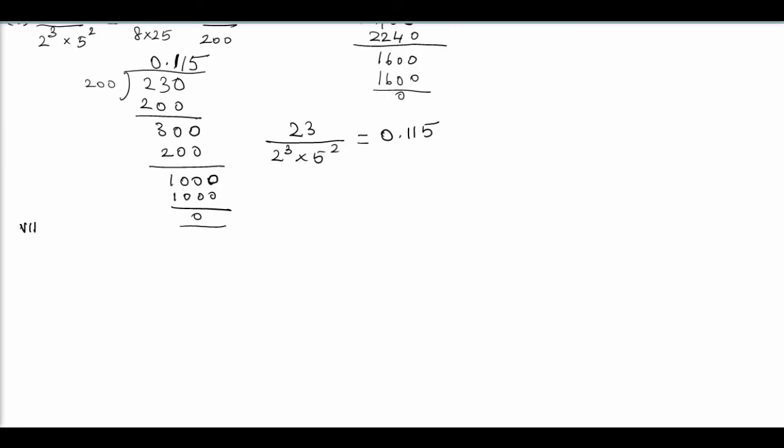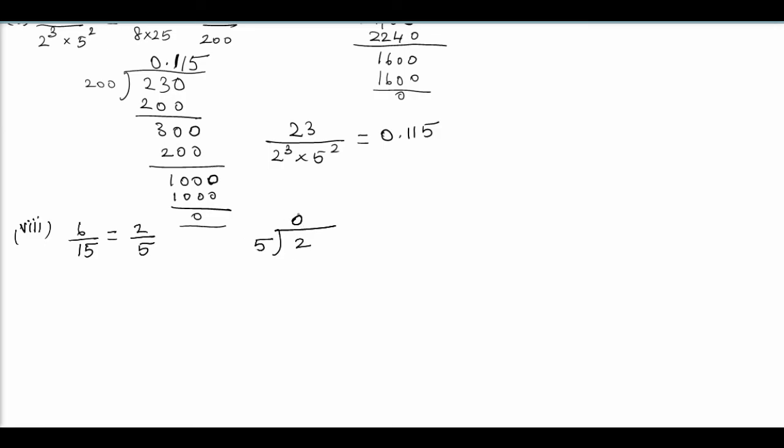Subdivision 7 is a non-terminating decimal. So we will move on to subdivision 8. The number given is 6 by 15. Here again we can cancel the common terms. The common term here is 3. So it is 2 by 5. Now let me divide this 2 by 5.